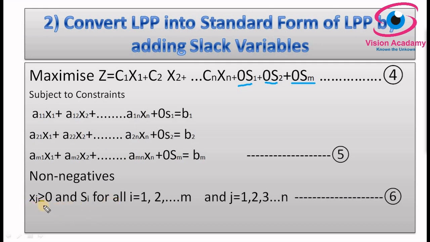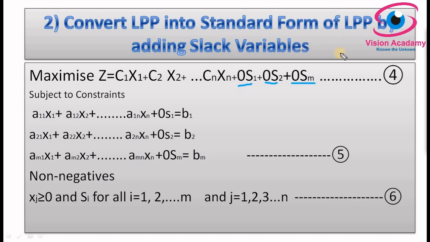xj greater than or equal to 0, j in the sense decision variable 1 2 3 until n. Also we are expressing the slack variable, that is si, for all i equal to 1 to m. So the objective function is the fourth equation, subject to constraint is the fifth equation, and non-negative is the sixth equation. So this is how we will convert LPP into standard form of LPP.